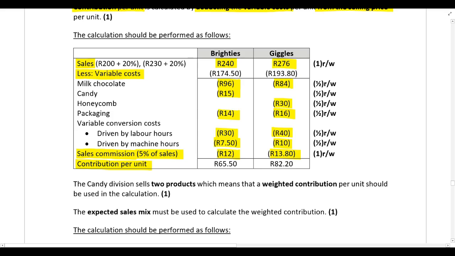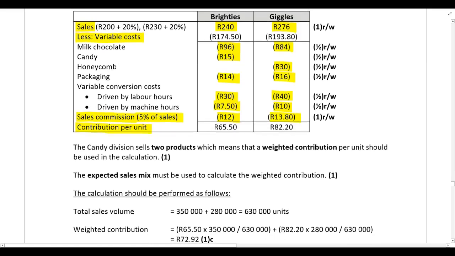So if you were just performing the calculation and you didn't have to explain or discuss anything, directly after this, you would take the contribution per unit for each of the products and you would calculate a weighted contribution. Now, the explanation isn't difficult, guys. You're just explaining what you are doing in the calculation. So explain that. We now have two different contributions because the company sells two different products.